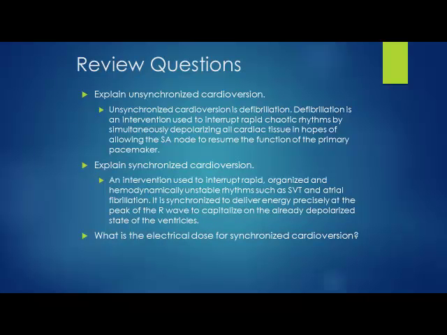All right. So, synchronized cardioversion is an intervention used to interrupt rapid, organized, and hemodynamically unstable rhythms such as SVT and atrial fibrillation. It is synchronized to deliver energy precisely at the peak of the R wave to capitalize on the already depolarized state of the ventricles. We want to make sure that we're hitting right when they are depolarizing. What is the electrical dose for synchronized cardioversion? Narrow complex. All right. Narrow irregular is 120 to 200. And wide regular is 100. Narrow irregular being like an atrial fibrillation with a rapid ventricular response.